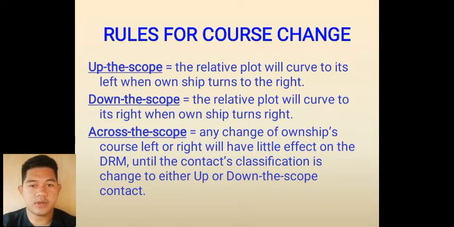Up the scope: the relative plot will curve to its left when ownership turns to the right. Down the scope: the relative plot will curve to its right when ownership turns right. And lastly, across the scope: any change of ownership's course, left or right, will have little effect on the DRM until the contact classification is changed to either an up or down the scope contact.